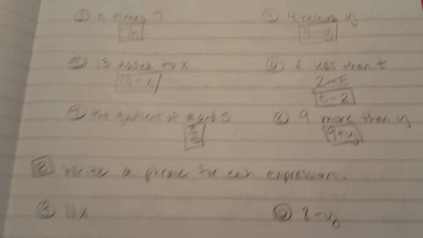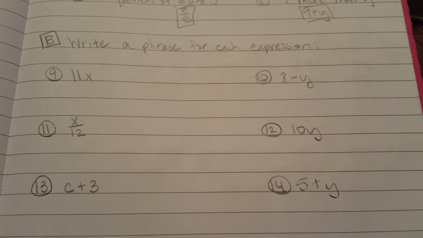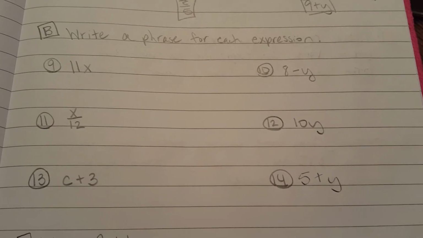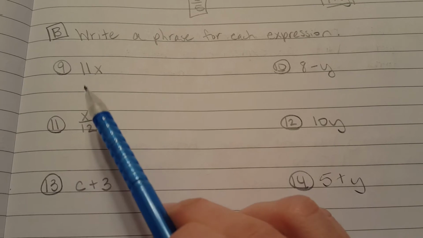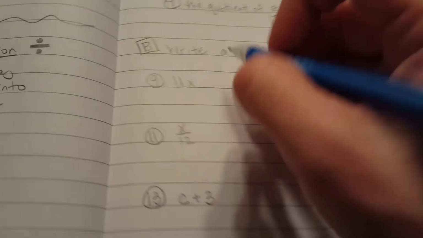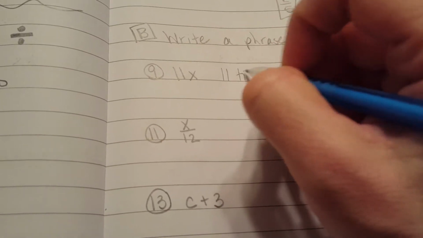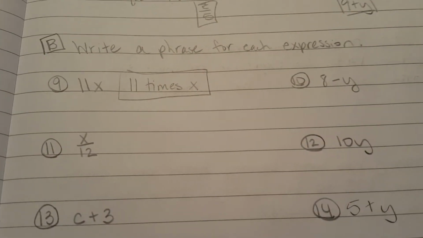All right. So now we're going to do the same thing, but I'm going to give you the expression, and I want you to write the phrase that goes with it. So when I see 11 right beside x, remember that means they're being multiplied. So I would write 11 times x.